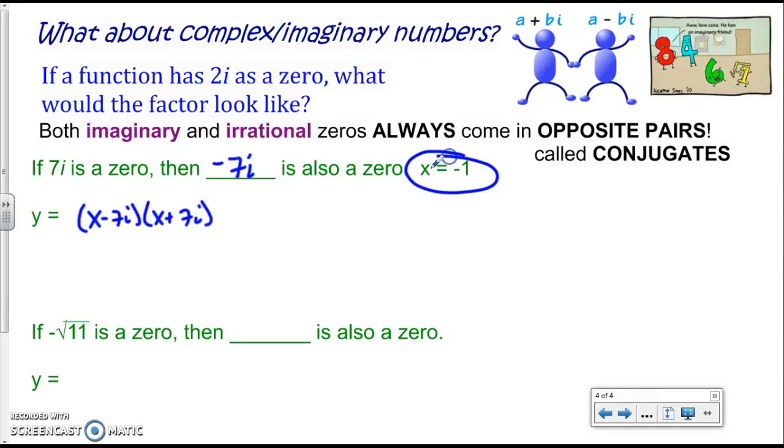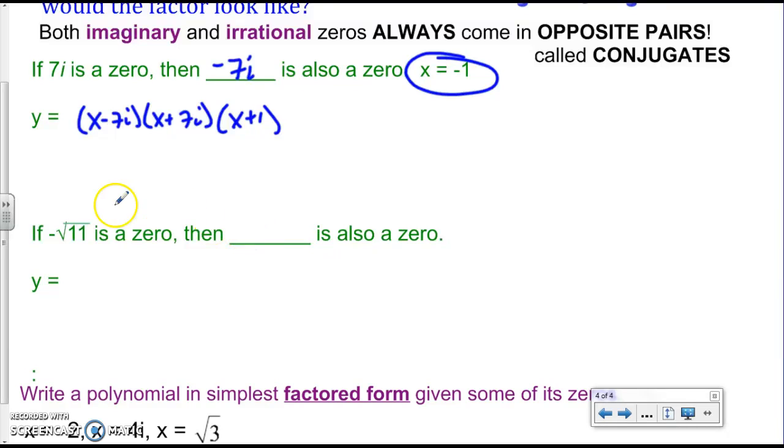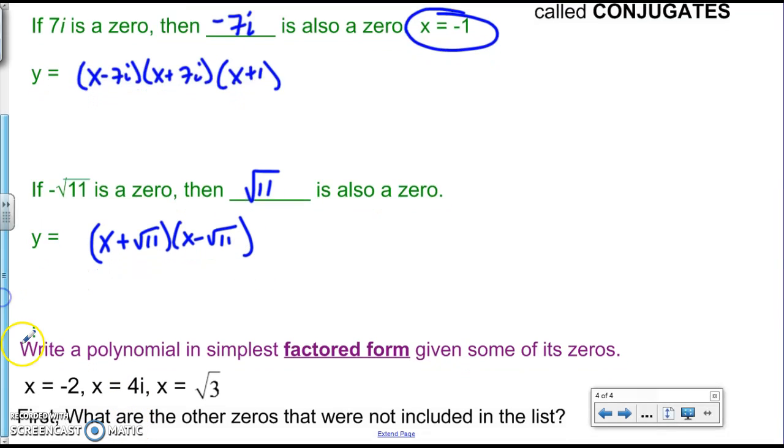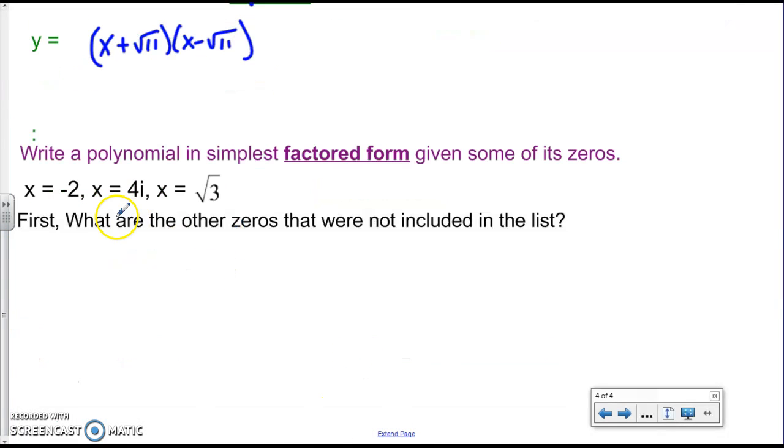Okay, and then if there's not an i, for the x equals negative 1, we just plug that in like we've been doing. Okay, so that works with imaginary numbers. It also works with square roots. So if there's a negative square root of 11, that means there's also a positive square root of 11. So if I have this, I must also have this. What I suggest doing to make it easier is actually list the other zeros. So if I have a positive 4i, I need to include a negative 4i. If I have a positive square root of 3, I need to include a negative square root of 3.